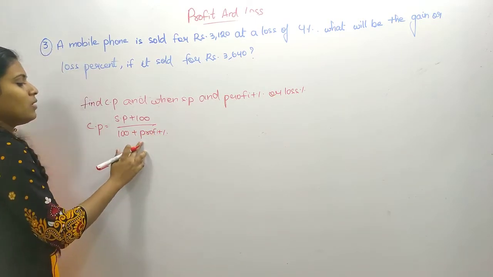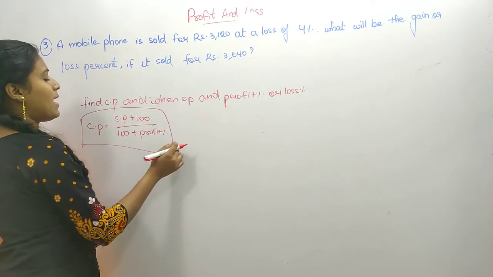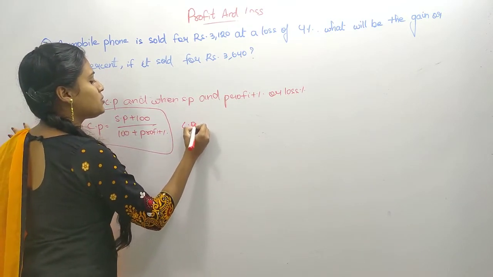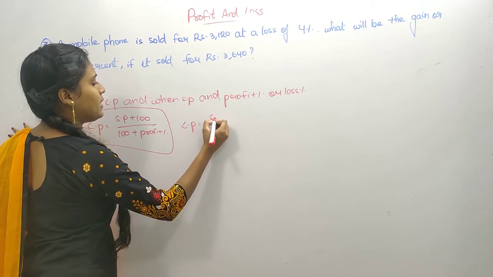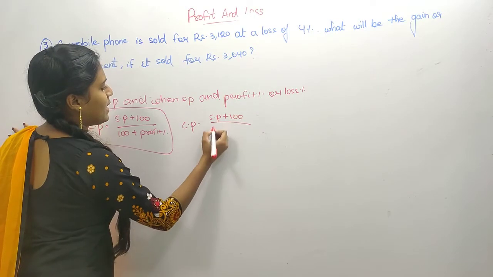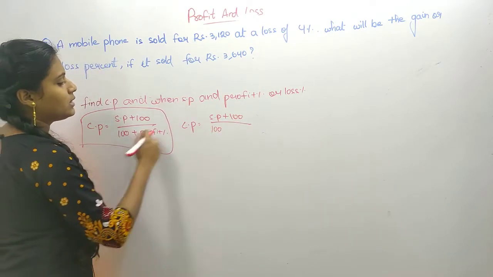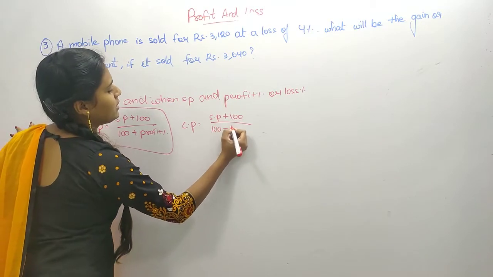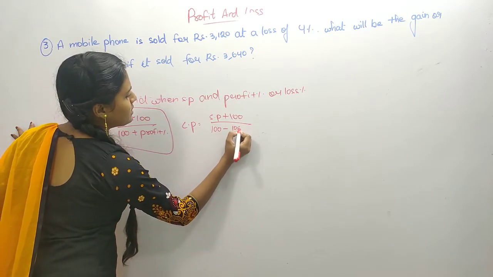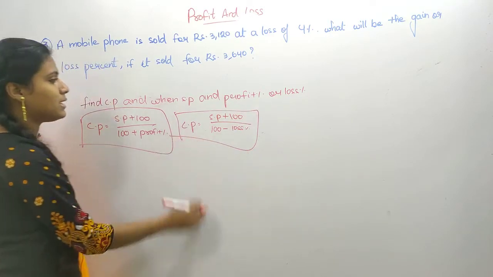In the same way, we wrote this formula at profit, we will write the formula at loss. Cost price is equal to SP into 100 by 100 minus loss percent. Profit means plus, loss means minus. In loss, minus we have to put loss percent: 100 minus loss percent. These are the two formulas.